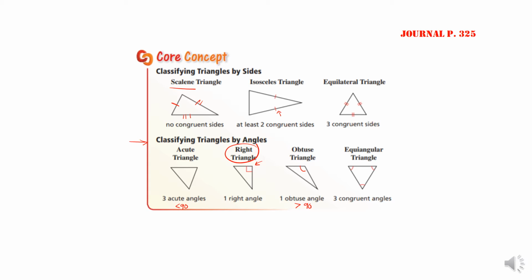And if you have three congruent angles, then it's an equiangular triangle. We call them equilateral triangles, but if they're equiangular, if you hear that term, you'll know that that means they have all the same angles. So we're going to look here.